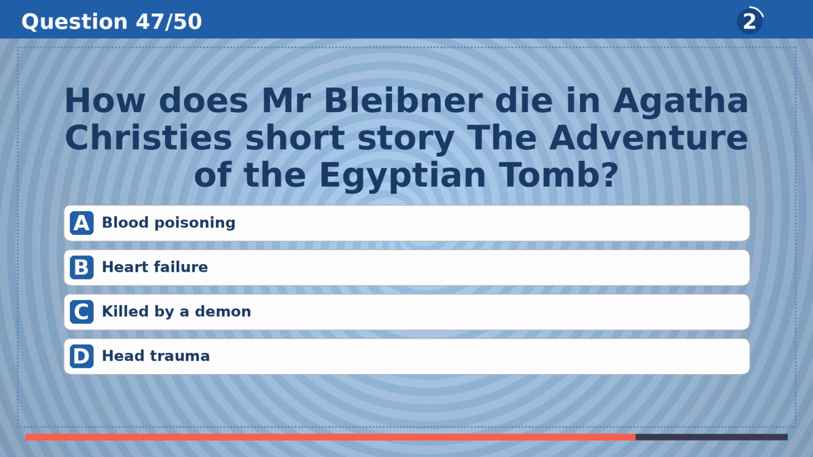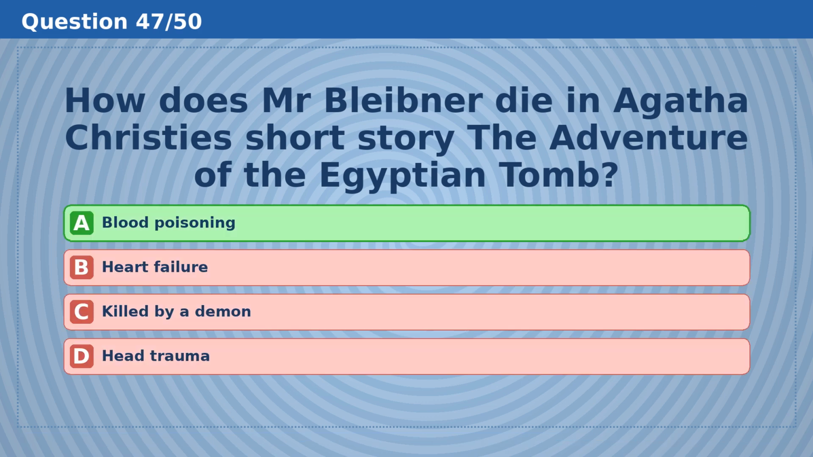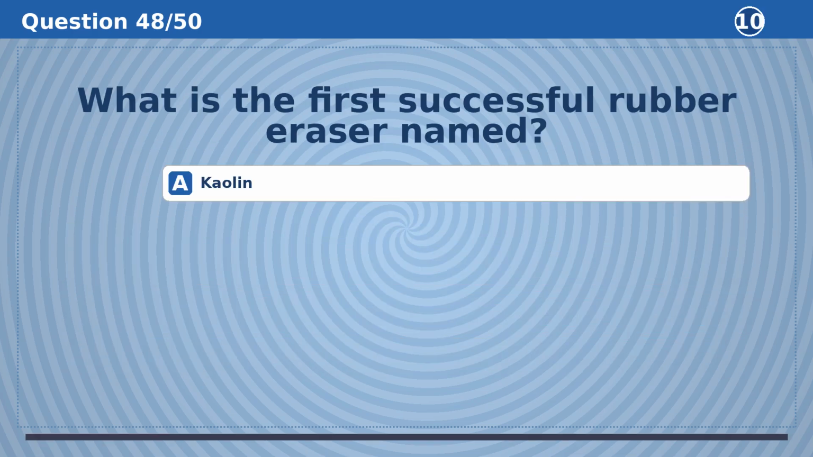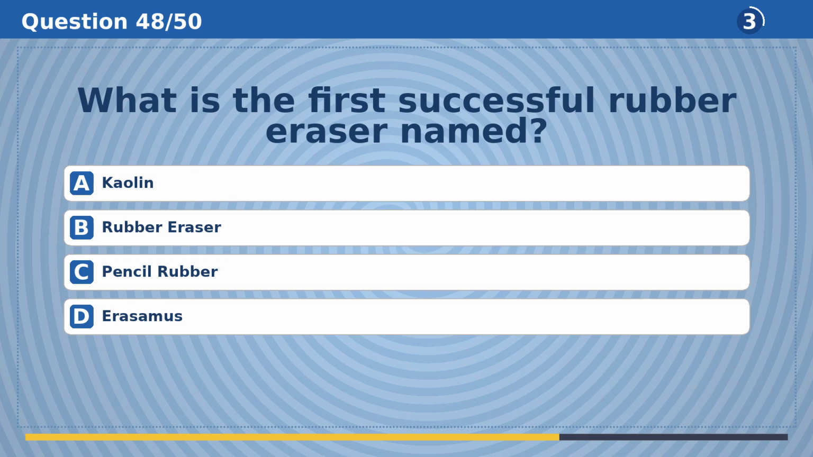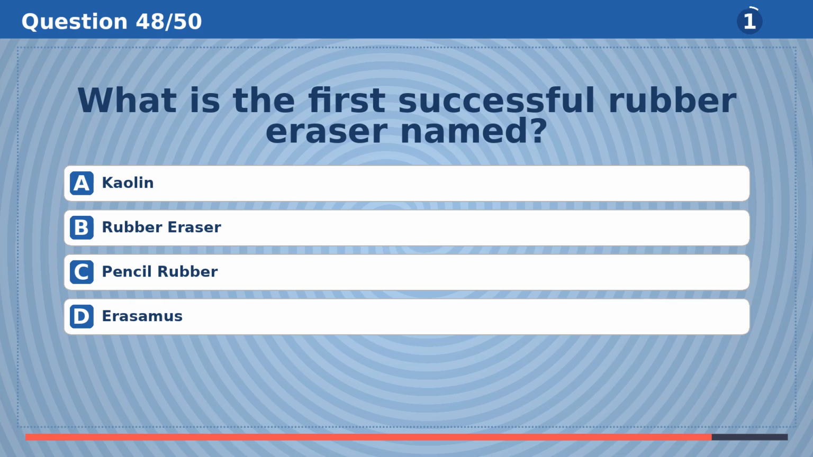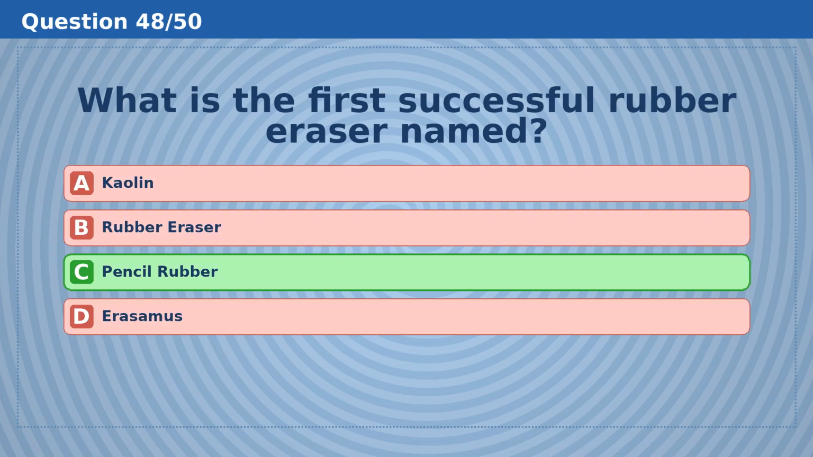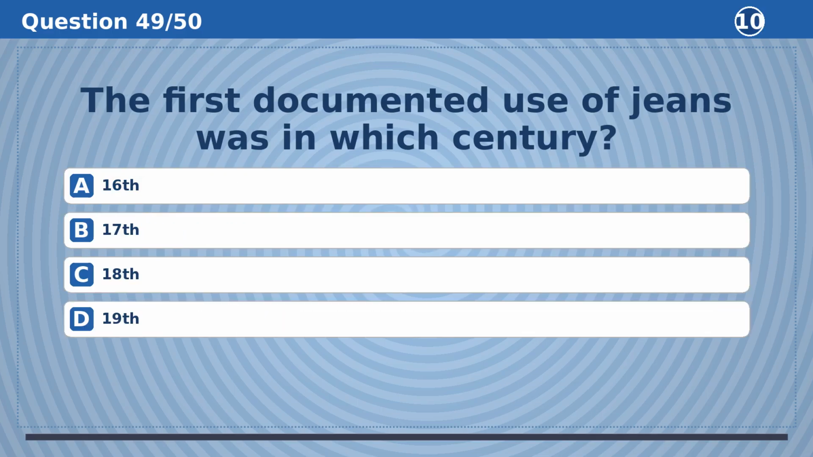How does Mr. Bleibner die in Agatha Christie's short story The Adventure of the Egyptian Tomb? The answer is A. Blood poisoning. What was the first successful rubber eraser named? The answer is C. Pencil rubber.